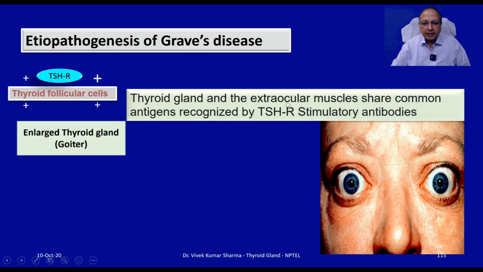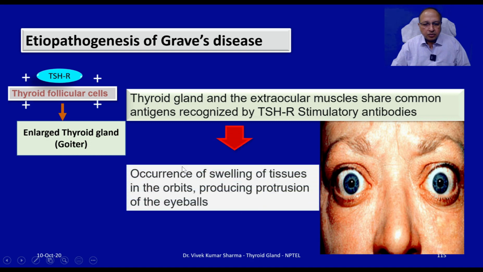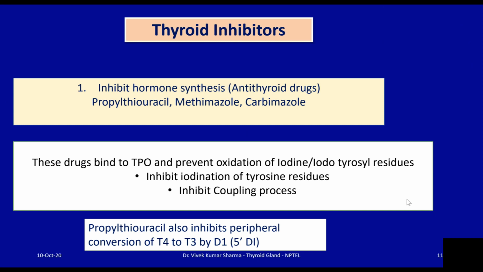The thyroid gland and the extraocular muscles share some common antigens recognized by the TSHR stimulatory antibodies, and therefore we find that there is ophthalmopathy also accompanying the thyroid gland pathology. So these antibodies will also act on the ophthalmic tissue, and that leads to swelling of the tissues in the orbits, producing protrusion of the eyeballs. That is one of the classical features of Graves' disease.